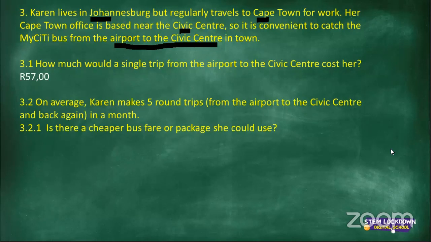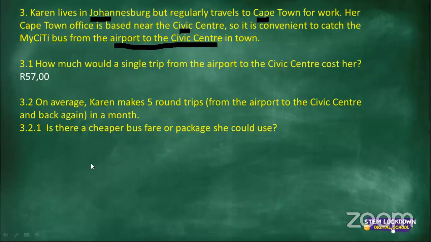And then on average, question 2, Karen makes 5 rounds from the airport to the Civic Centre and back again in a month. So it's round trips, 5 round trips, meaning going from the airport to the Civic Centre counts as 1 trip. Going from the Civic Centre to the airport is another trip. So 5 round trips equals 10 single trips in a month. I hope you understood that. They're asking, is there a cheaper bus fare or package she could use? Can someone answer me? Is there a cheaper one she could use?